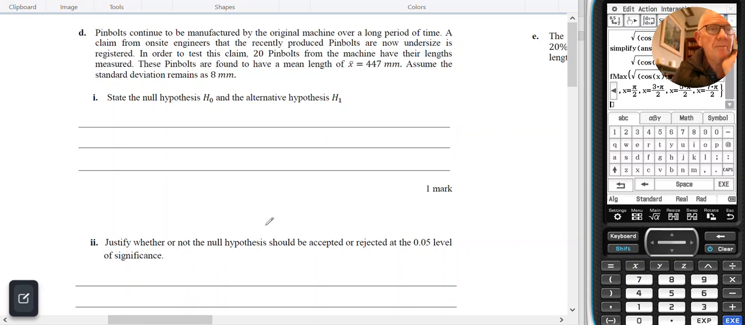Part D. Pin bolts continue to be manufactured by the original machine over a long period of time. A claim from the outside is that they are now undersized. And in order to test this claim, 20 pin bolts have been taken from the machine and had their lengths measured. Assume the standard deviation remains the same. But we have a sample now of 20.